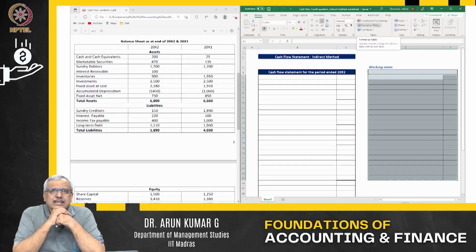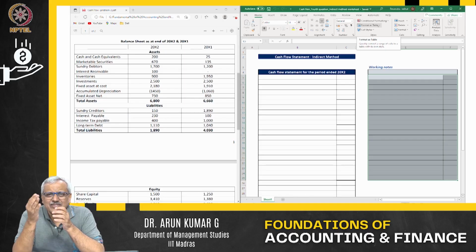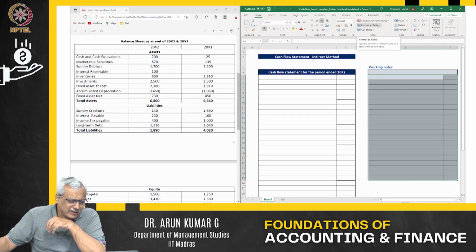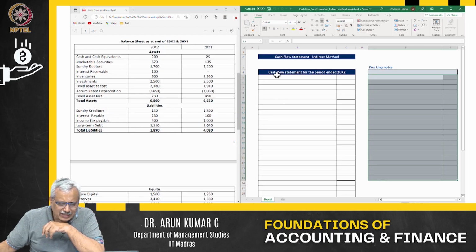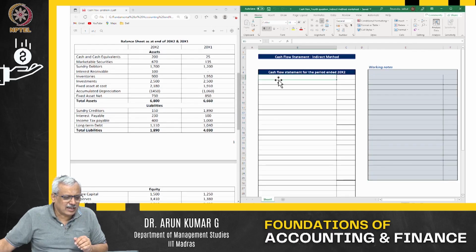Okay, let's get back to the indirect method of solving it. What do you do in the indirect method? We take only the P&L and balance sheet, and work backwards from the profit. So, what do we do in the indirect method? To start off with, we will say the profit or loss for the year.